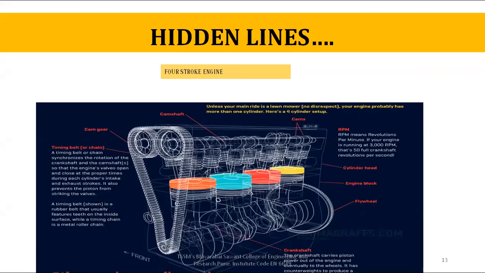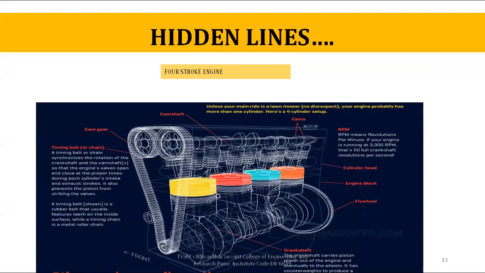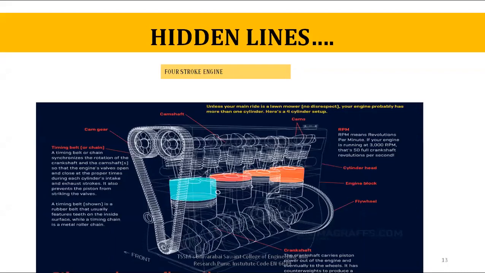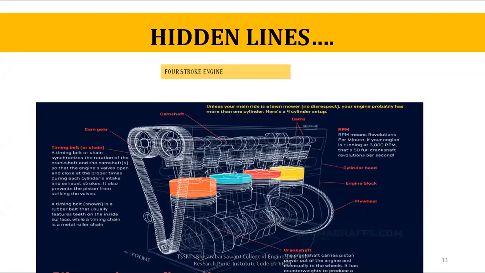With the hidden lines, we can see and understand all the internal parts of the object like piston, cylinder, connecting rod, and so on.